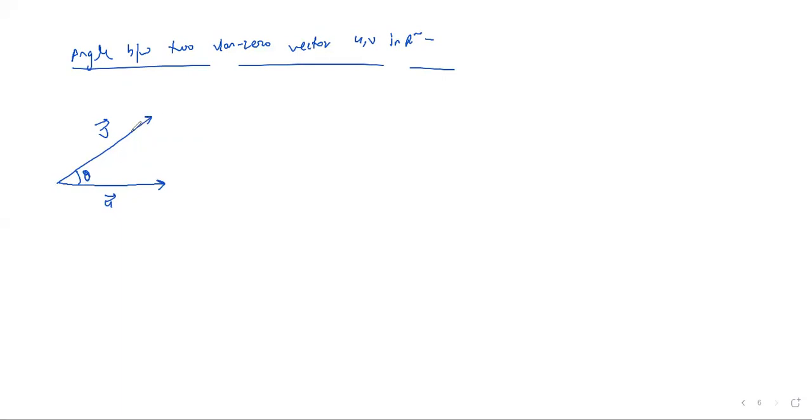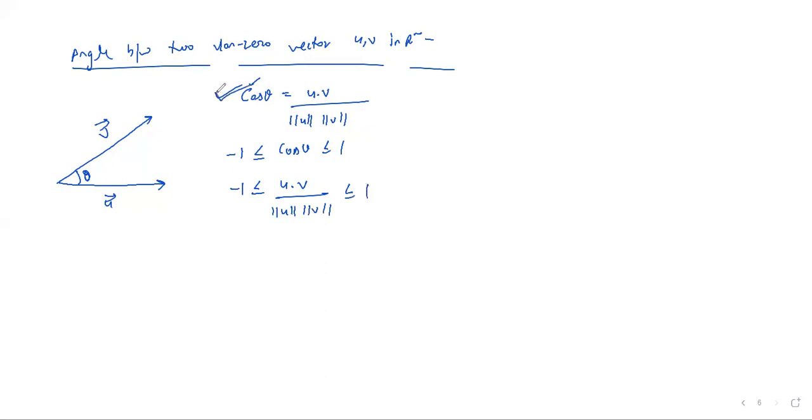For finding this angle, we'll do cos theta equals u dot v upon norm of u times norm of v. We'll see it later how we find this cos theta. Okay, first we'll see what is the range of cos theta. Cos theta lies between -1 and 1. So -1 is less than or equal to u dot v upon norm of u into norm of v, which is less than or equal to 1.